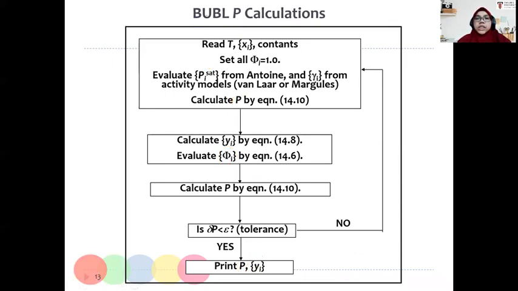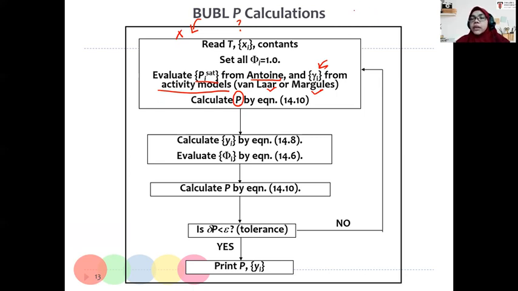Okay, for the bubble P calculation, that means the composition in liquid is given, and we need to find the value of the pressure. The saturation pressure can be obtained from the Antoine equation, and the composition in the vapor phase can be obtained from the modified Raoult's law. The activity coefficient can be obtained from the activity model by using the Van Laar or Margules equation. And then after that, we may calculate the value of pressure.